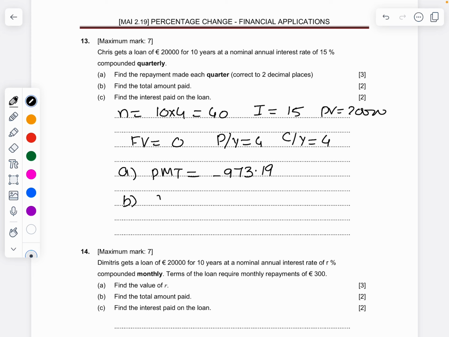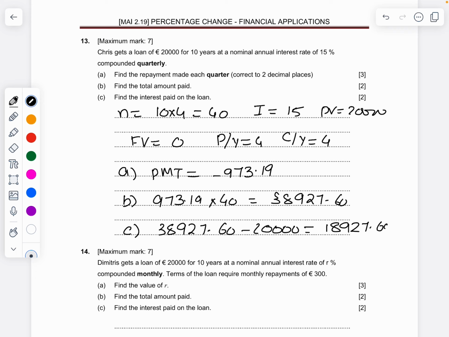And how much is the total amount paid? 973.19 times 40, which is 38,927.60. And total interest paid: 38,927.60 minus 20,000, which is going to be 18,927.60.